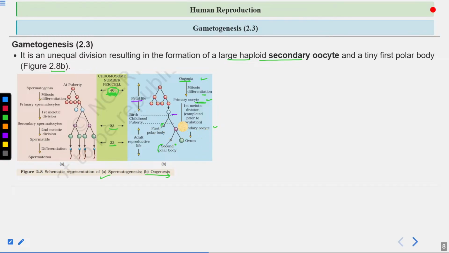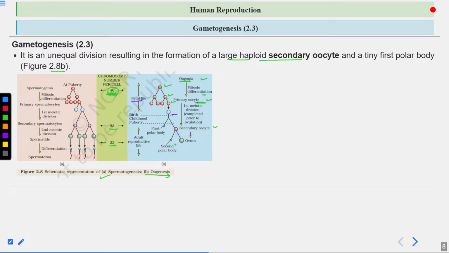Okay, clear? So you can see here, these red colored cells are all oogonia. They are increasing their number by mitosis. Mitosis is known as the equational division. In mitosis, what happens at the end? From one parent cell, two daughter cells are formed.